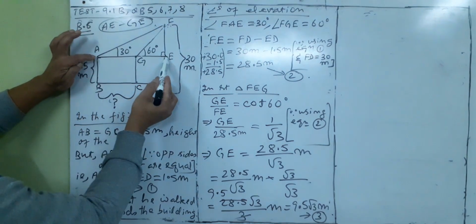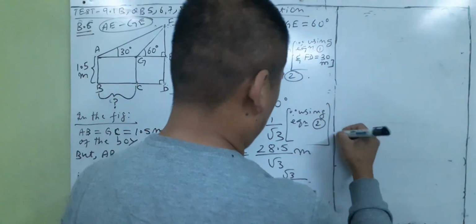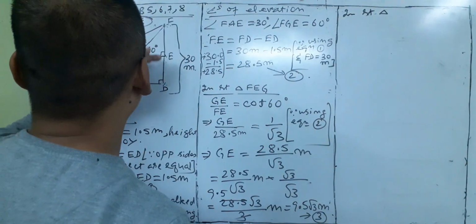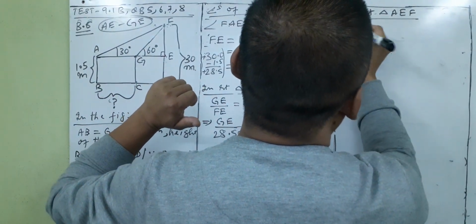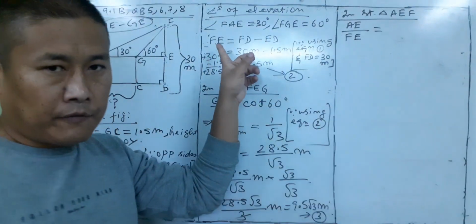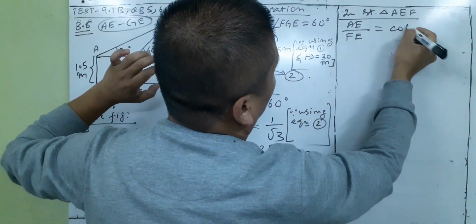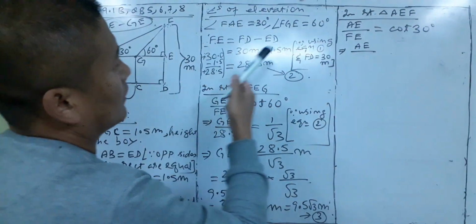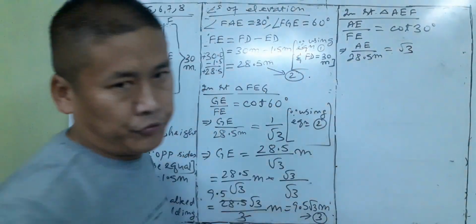Here, AE minus GE is AG, which is the distance walked, right? So that's what we're trying to arrive at. So here, in the other big right triangle AEF, you want to find AE. So write that on the numerator, and the known value is FE. As you can see here, FE is equal to adjacent by opposite again, so cot, and the angle this time is 30 degrees. Now AE by FE, in equation 2, FE is here 28.5 meters, so write that, and cot 30 is root 3.